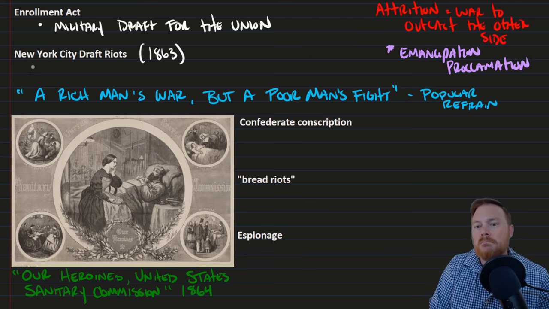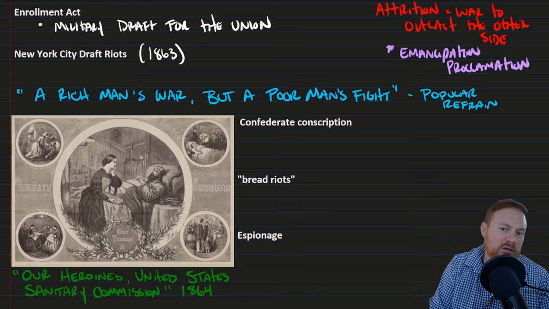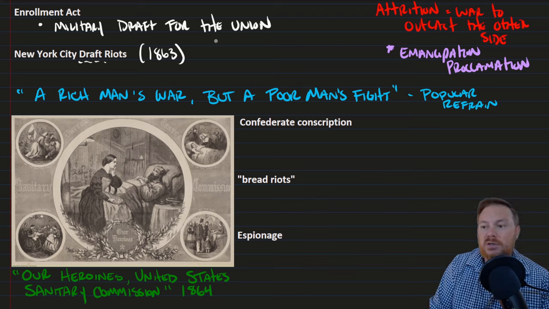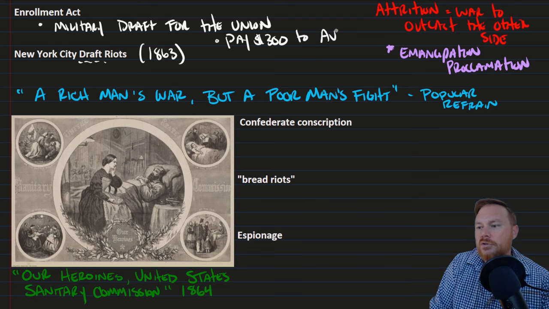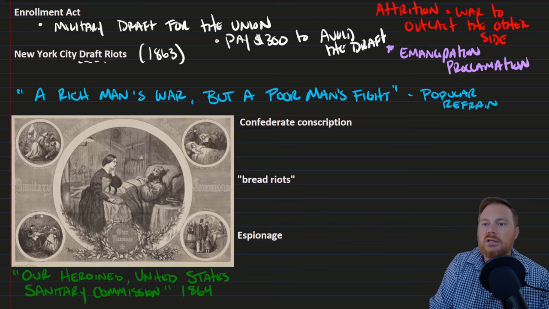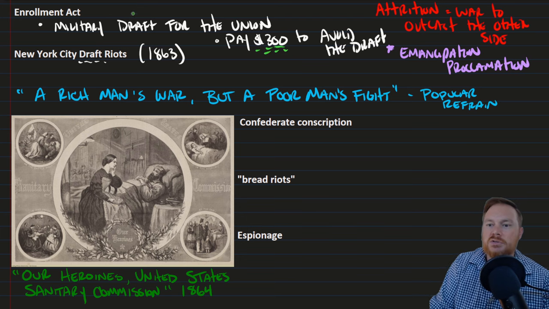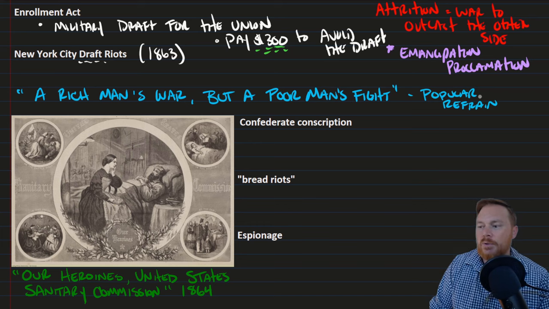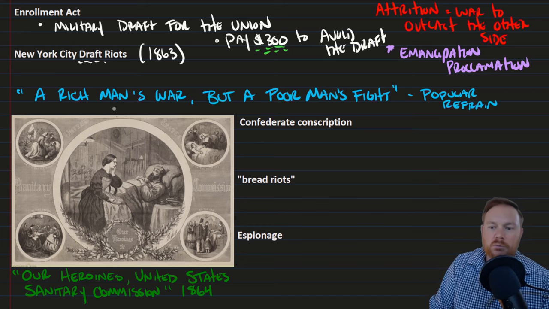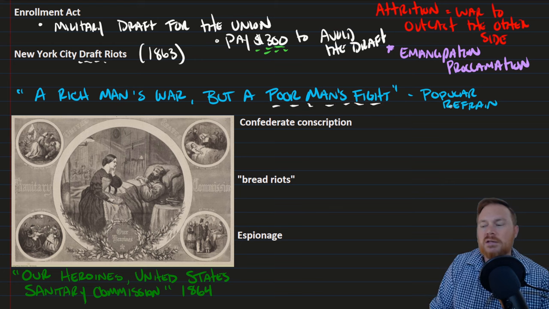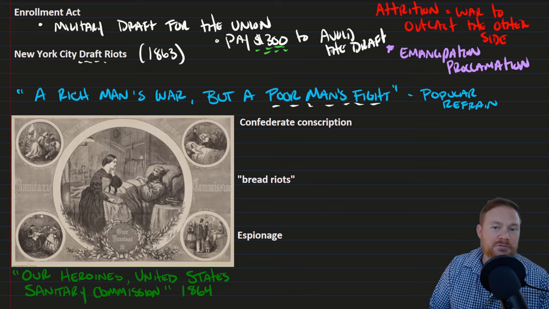Now, part of the reason that motivated the draft riots was mainly the Enrollment Act, right? The draft itself. I mean, they're called draft riots. But it was also one of the exemptions because you could pay $300 to avoid the draft. So if you had been conscripted in the North and you had enough money, there was a way for you to skip out on military service. And so as this popular refrain says, the Civil War was referred to by many Northerners as, quote, a rich man's war, but a poor man's fight. Meaning that if you're too poor to avoid the draft, you were fighting, but if you're rich enough, then you could potentially get out of it.